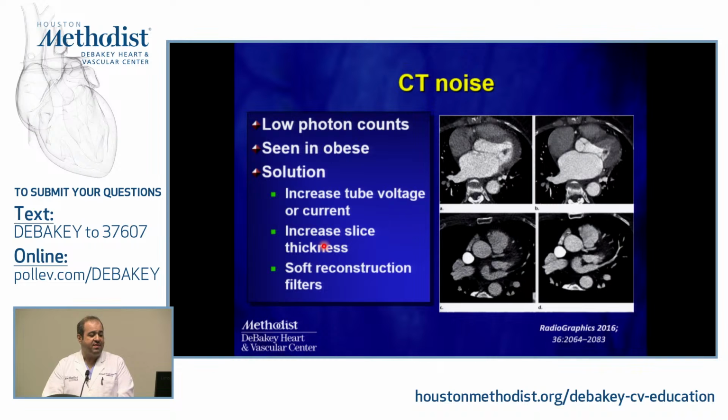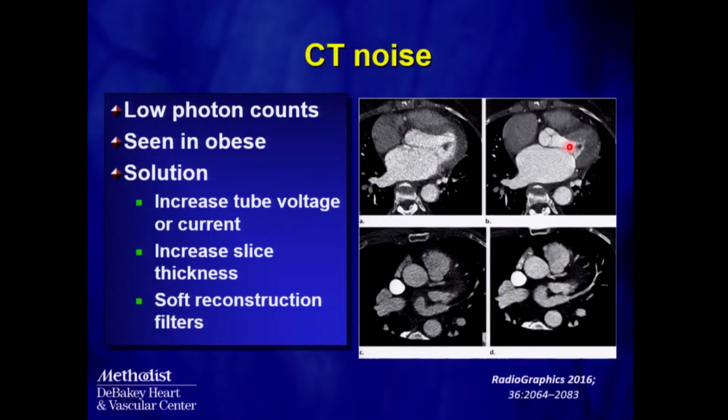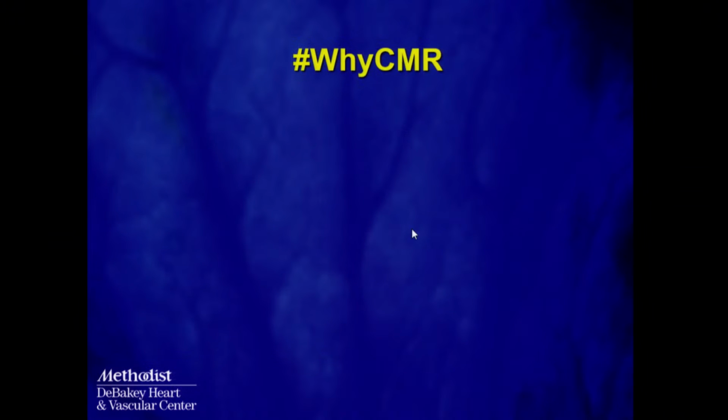You can also increase the slice thickness, which will improve your signal to noise ratio, or you could use soft reconstruction filters. If you appreciate this image over here, where there is a lot of noise, there's almost a sandpaper appearance. And notice how on this image here, once I thickened the slice and used the soft filter, this image has a better signal to noise ratio. So less noise, better signal, and it's a win-win situation. The same thing here on this slab, where I've increased the slice thickness from 0.5 to 1. Now I have a better image signal to noise ratio.